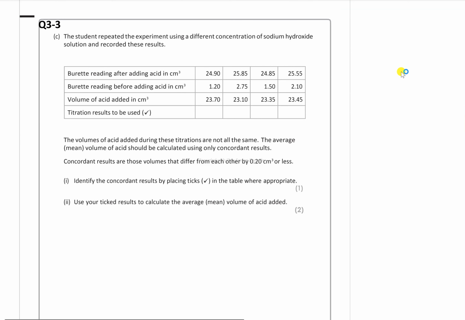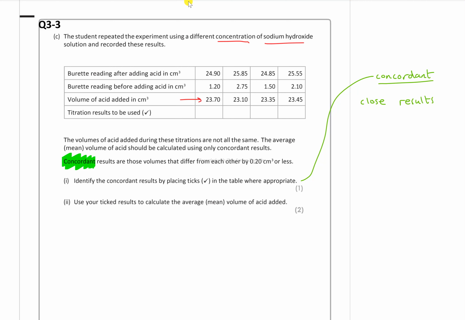Right, so we're going to repeat the experiment using different concentrations of sodium hydroxide. This is the main one. Now we need to have a look. Let's get this word concordant. It just means 2 results that are in agreement or close results. What defines a close result?